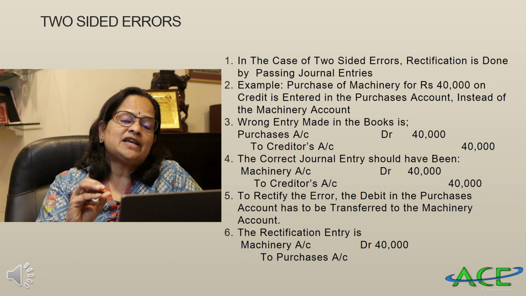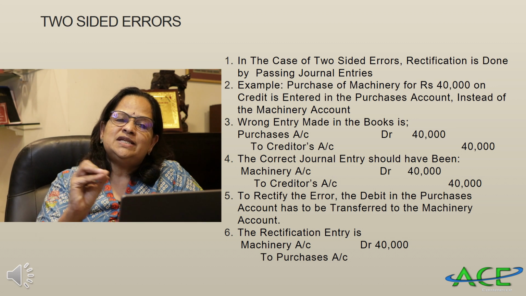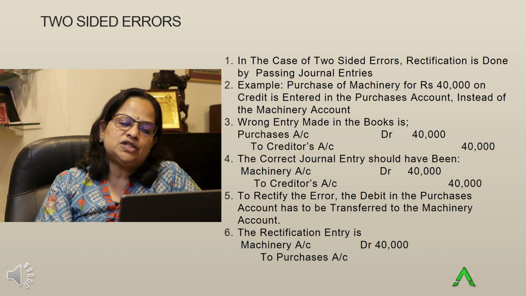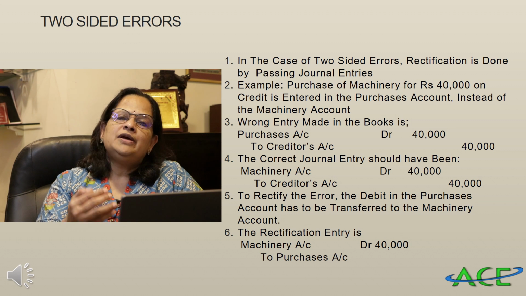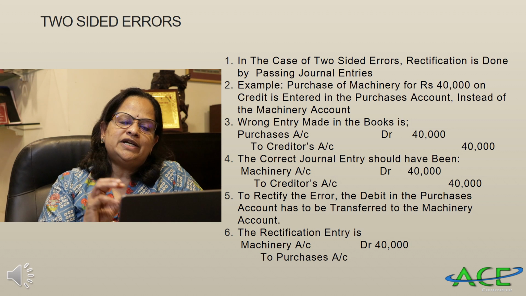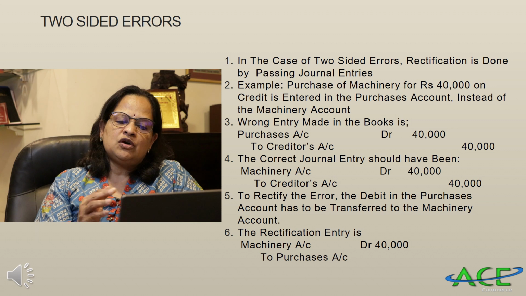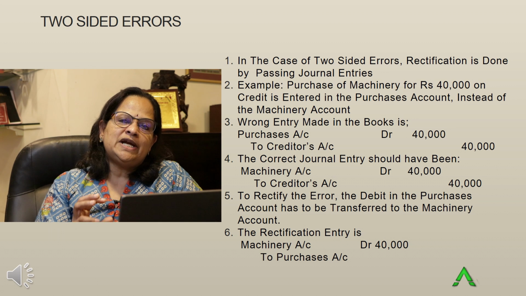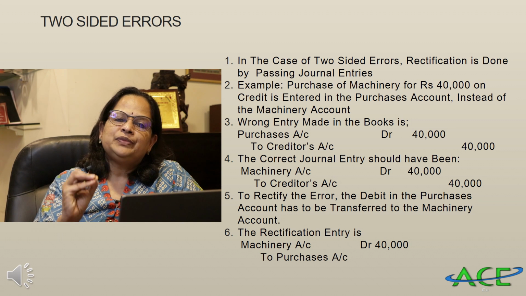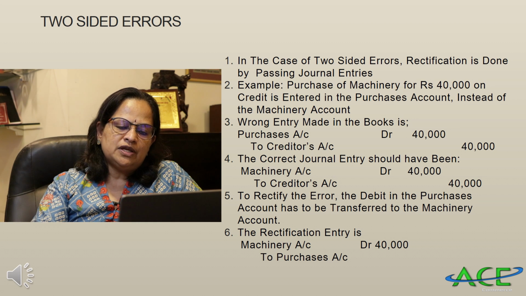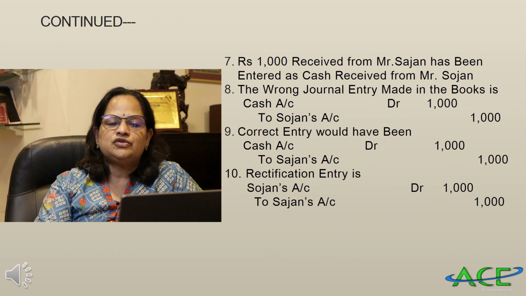Machinery is an asset. It's a capital expenditure, while purchases is a revenue item. So here the wrong entry made in the books is purchases account debit 40,000 to creditors account 40,000. The correct journal entry would have been machinery account debit 40,000 to creditors account 40,000. To rectify this error, the debit in the purchases account has to be transferred to the machinery account. I told you it is very important: two-sided errors we can correct only through rectification entries. So we are correcting it as machinery account rupees 40,000 to purchases account 40,000.